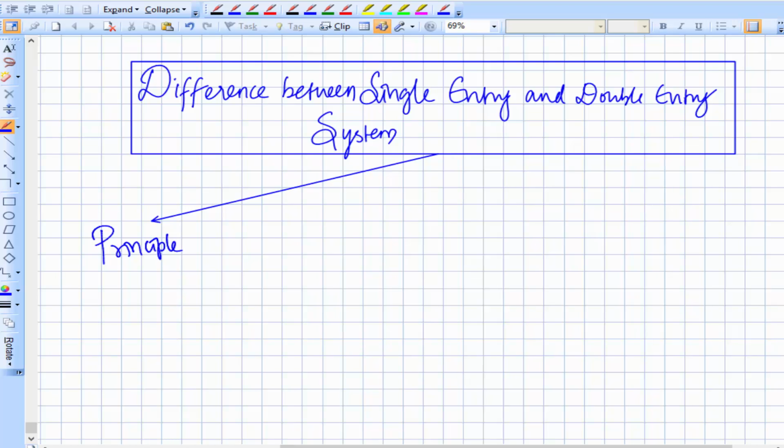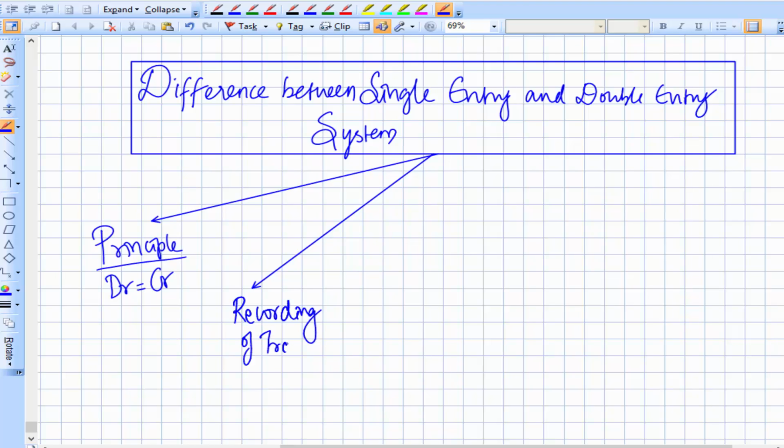In double entry, the principle is for every debit there should be a corresponding and equivalent credit, but that is not going to happen in case of single entry system. The second difference arises with regard to recording of transactions.